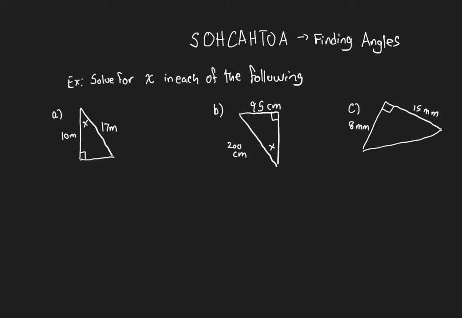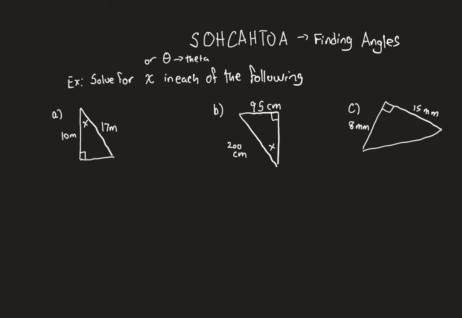In the first question here, it wants us to find this angle here, labeled x. Oftentimes we label our angles with x or this symbol called theta. These are just variables to denote that it's a missing or unknown angle.